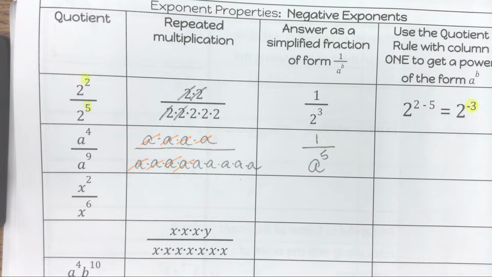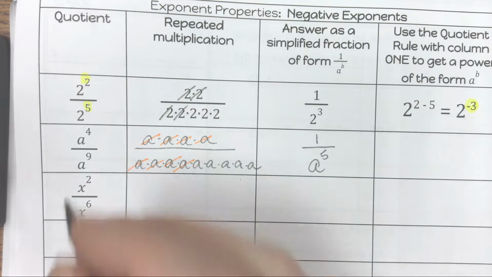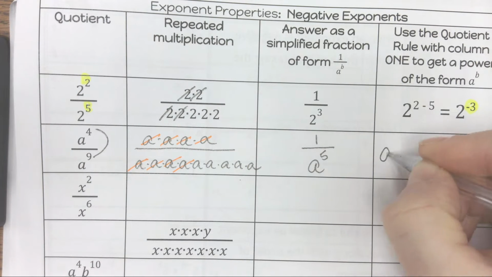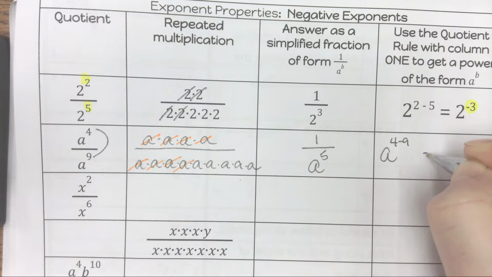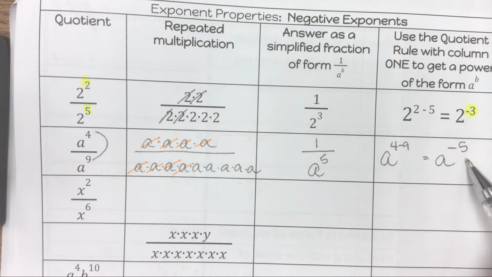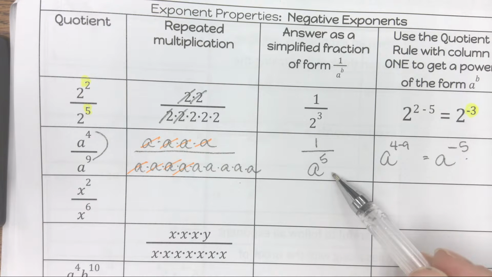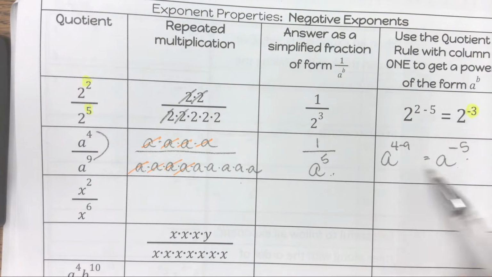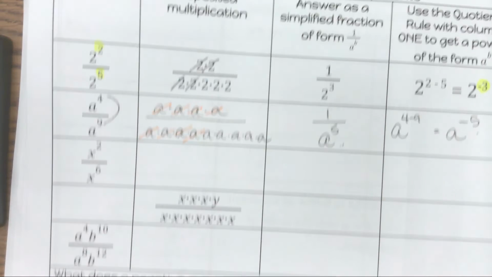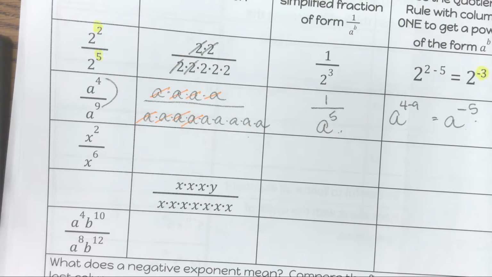So if I was subtracting exponents, 4 minus 9, a to the 4 minus 9 is a to the negative 5th. So this is how it's written as a negative exponent. This is how it's written as a positive exponent. Those are the same. We call those equivalent statements. All right, try the next one. See if you can do the whole row.